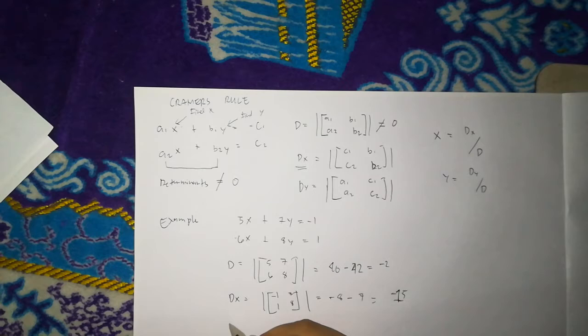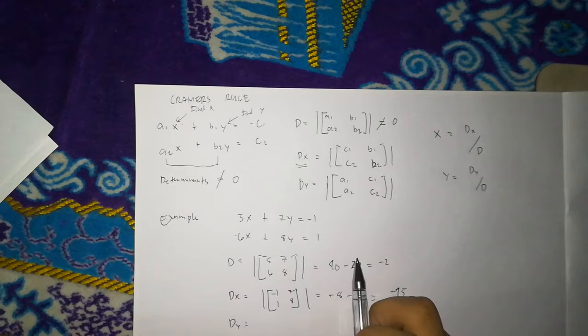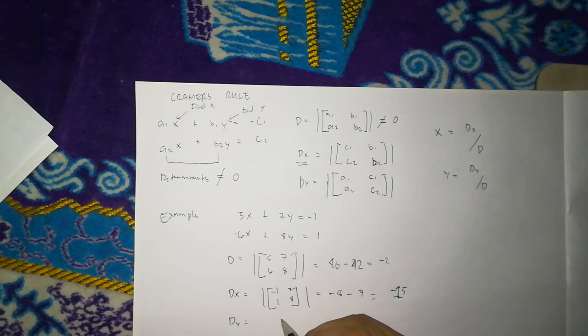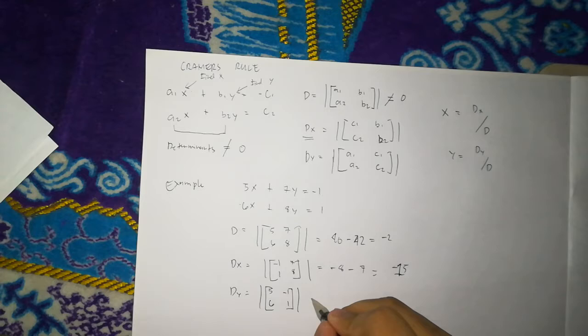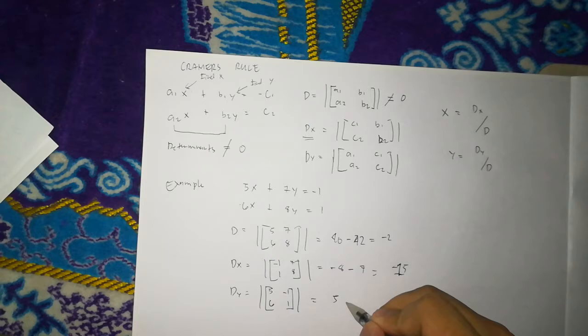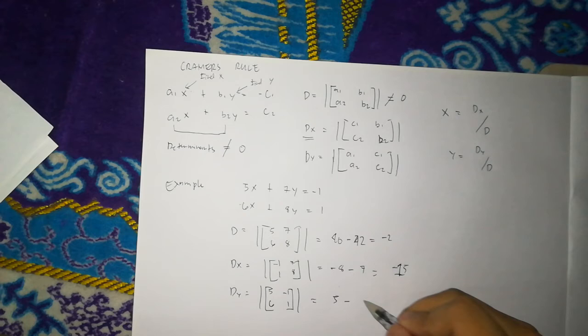So ngayon naman formula, yan formula for y. And c. Five times 1 equals 5 minus negative 1 times 6 equals negative 6. 11.